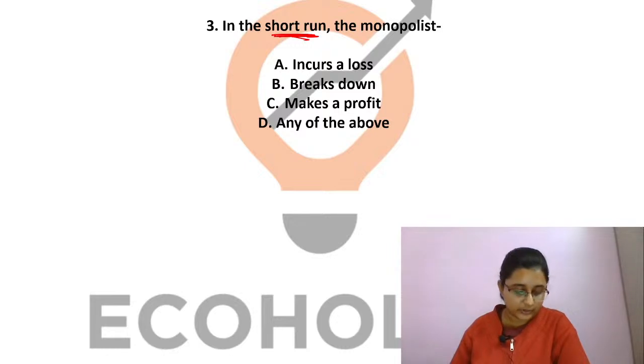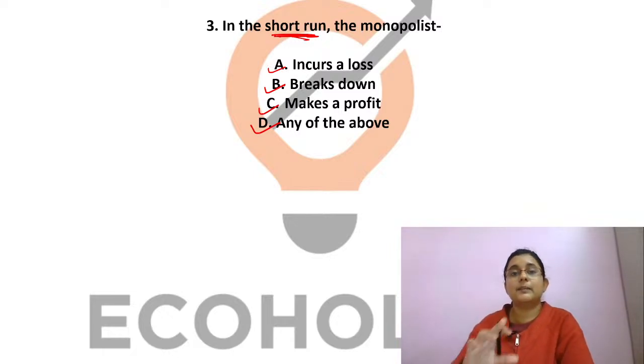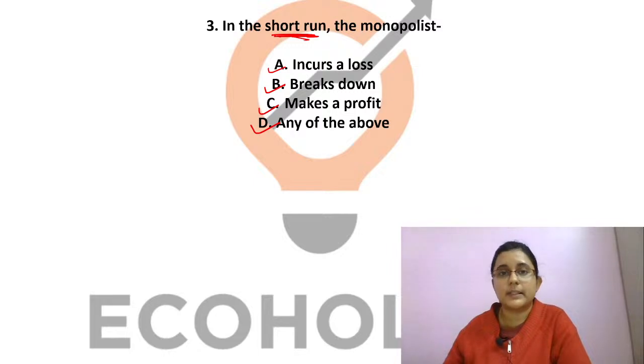Please share your answer for question number 3. Very good, Ramat. You have given me the right answer. It is any of the above. A firm can incur a loss, it can also break down, it can make a profit, anything can happen in the short run. But in the long run, the monopolist will definitely make profit. That's the reason why the firm is called a monopolist. But in the short run, they can incur a loss as well. It's not necessary that they'll make profit always.